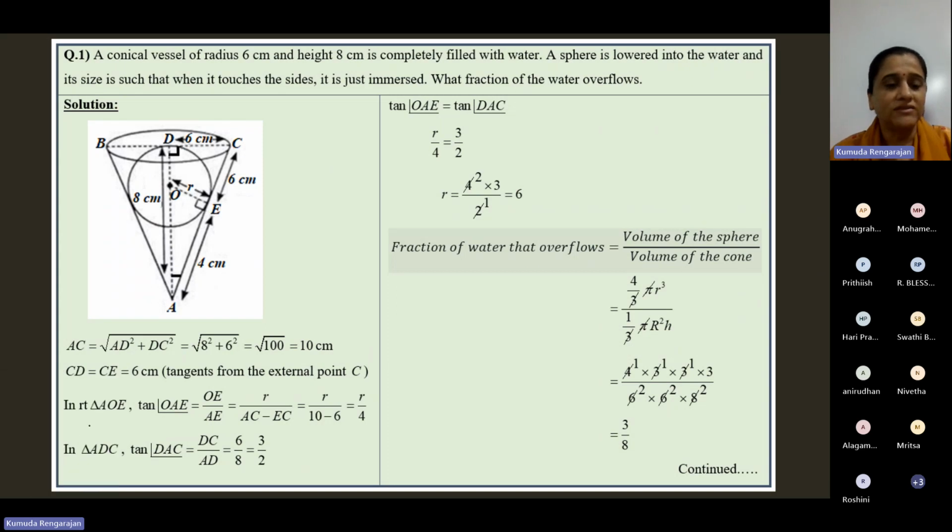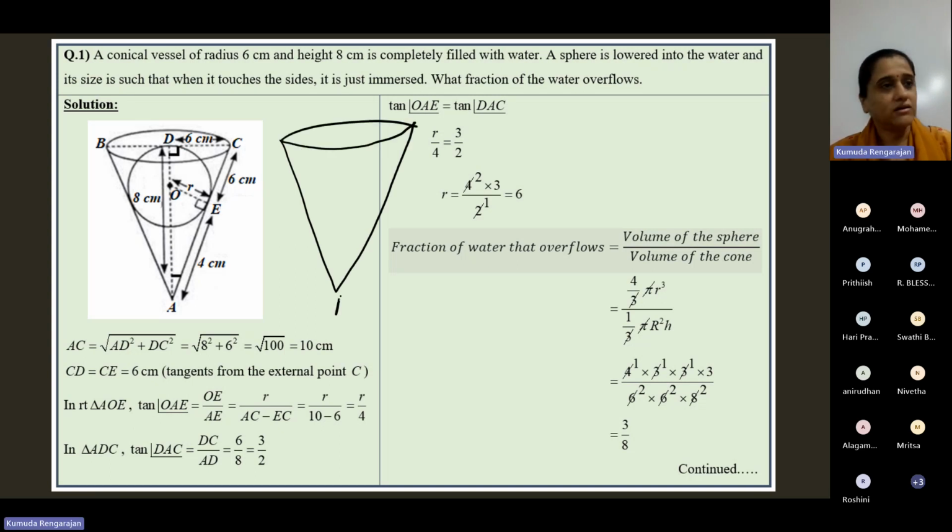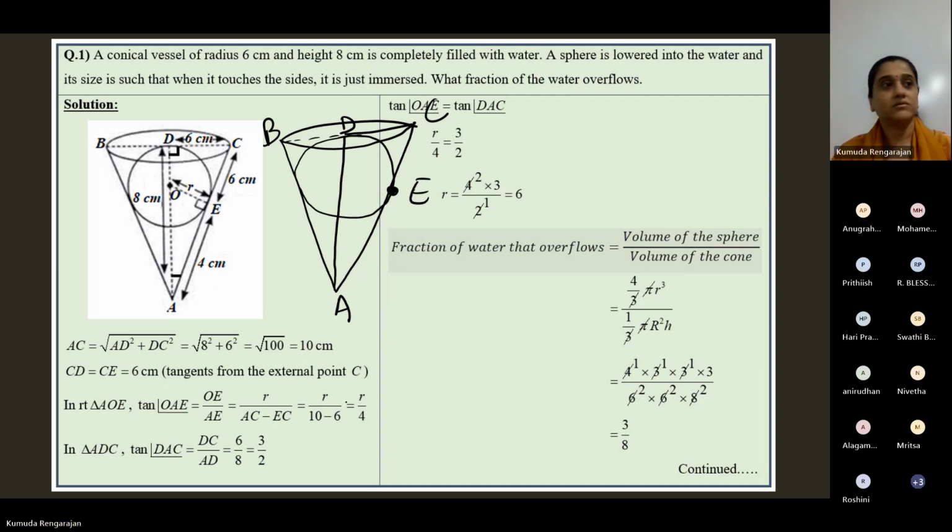Okay, let me talk about the other labels in this figure. I've marked A, B, and C here. Then I've taken the perpendicular height, and then the radius. Then the sphere. Correct? Then I've taken the point of contact, which I've called E. Then the center of the sphere, O. All right. Then I join OE. That's it. These are the markings you see here.